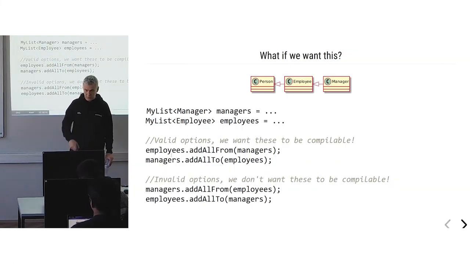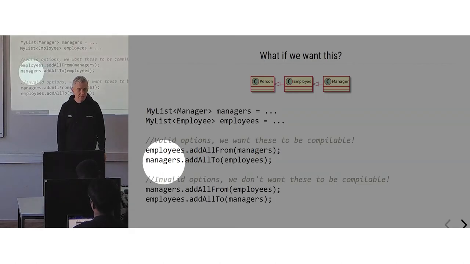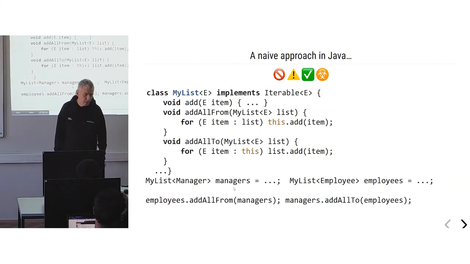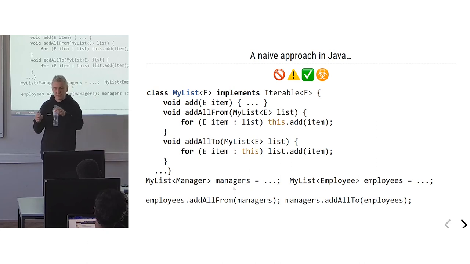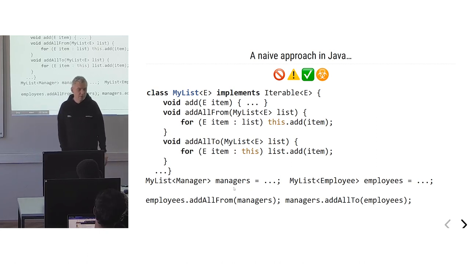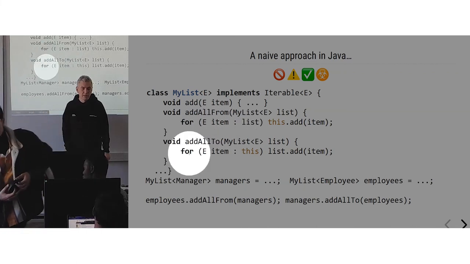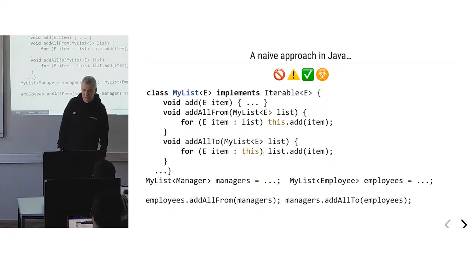Because managers are employees. And we want to be able to safely add all to employees from a list of managers in this direction. But we don't want this to work in the other directions. So how do we achieve this? There is a naive approach, and many junior developers start from this. They create a class like this. This parameterized class is parameterized here and here, and we have this addAllFrom and addAllTo. The implementation is pretty straightforward.